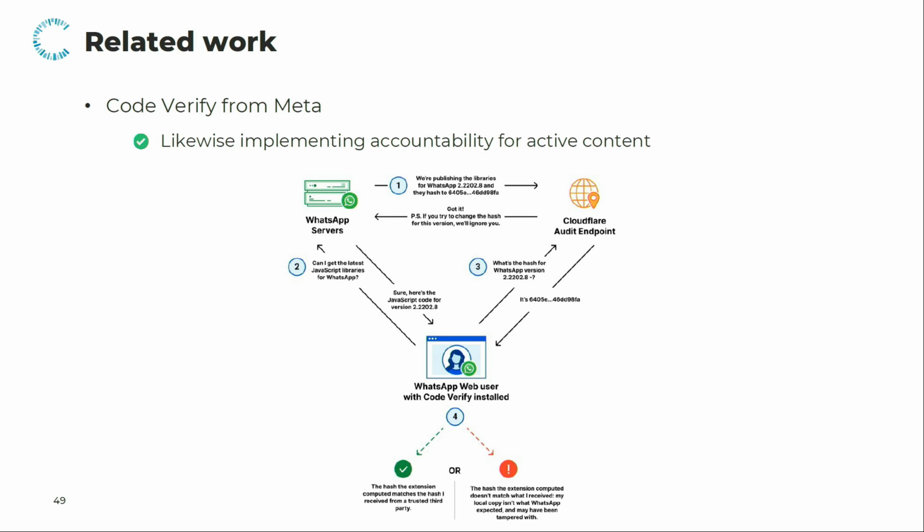They likewise implement accountability for active content, but only for Meta websites for now. In the protocol, WhatsApp developers submit a hash of their JavaScript along with a version number to Cloudflare. Then Cloudflare publishes this information for the end users. When the end users access the WhatsApp servers, they download the JavaScript files, and the code computes a hash on the downloaded JavaScript and compares it with the hash provided by Cloudflare.